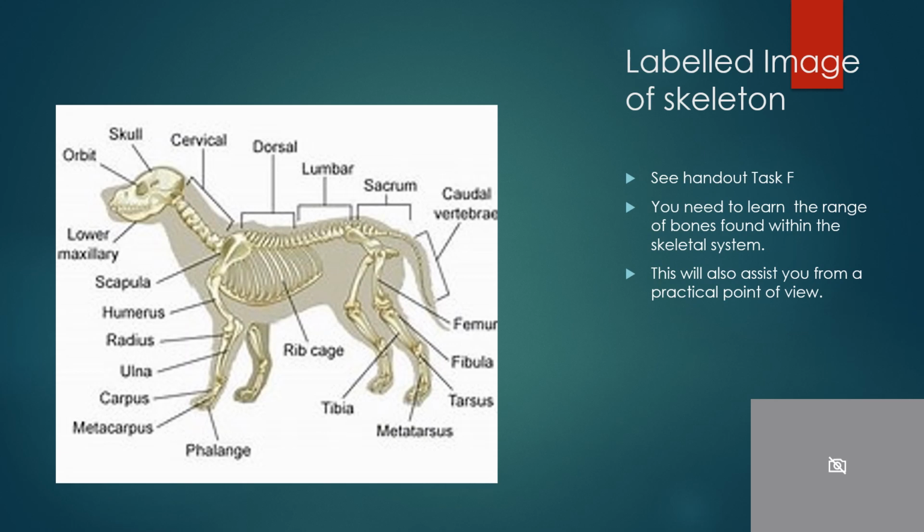Labelled image of a skeleton. Please see handout Task F to complete. You need to learn the range of bones found within the skeletal system. This will assist you not only from a theoretical but also a practical point of view. To have knowledge of where these bones are located within the body will aid your knowledge in other areas of your qualification and also furthermore onto the level 3. Please also utilise Vet Logic and also Natum Explorer to assist you with such learning.